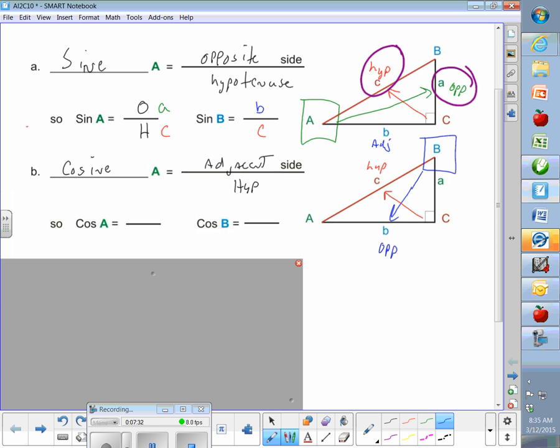The adjacent side is one of the sides of the angle that's not the hypotenuse. But again, if you know what the opposite is, and you know what the hypotenuse is, the other side left has to be the adjacent. So for angle A, the adjacent side is side B. So the cosine of angle A is B over, and of course, the hypotenuse is C.